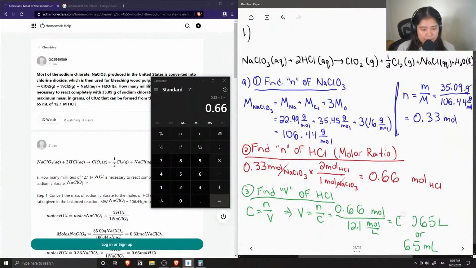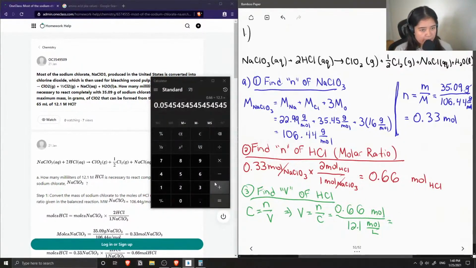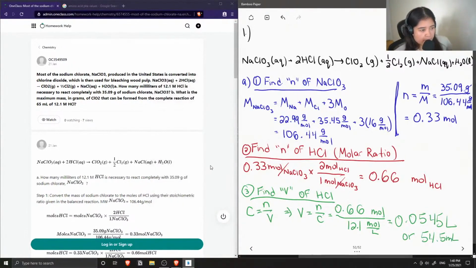And that's why it's always important to show all of your steps, because even if you mess up the calculations, if you show all of the different steps, you still get part marks for your answer. So now we end up with 0.0545 liters, or 54.5 milliliters. Okay, so that makes more sense. And that was just for part A.